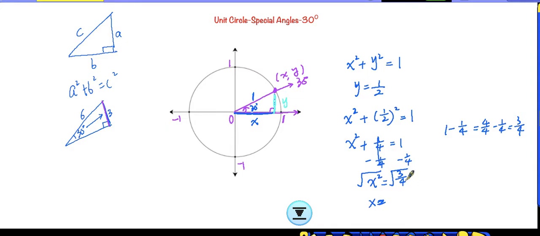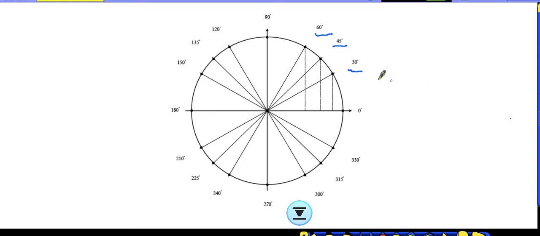And also when we find the square root of a fraction, we can take the numerator and the denominator separately, so the answer is this. So that means for 30 degrees, the x coordinate is radical 3 over 2 and y is 1/2. Okay, so that's how we find this one. So next, I'm going to put this coordinate here. So this is radical 3/2 and 1/2.